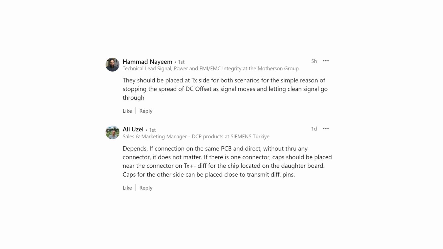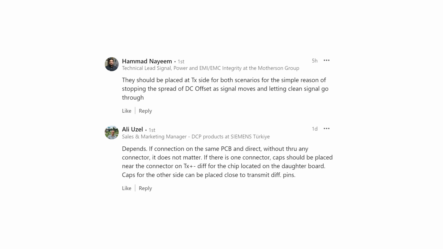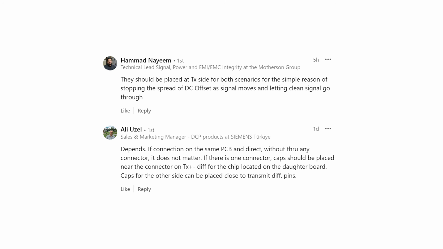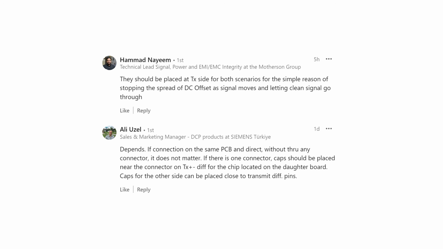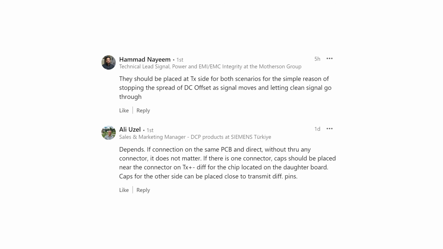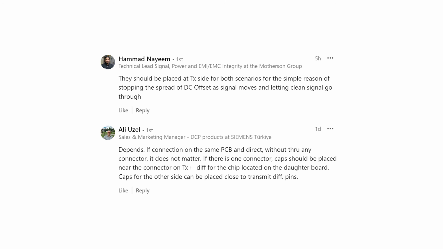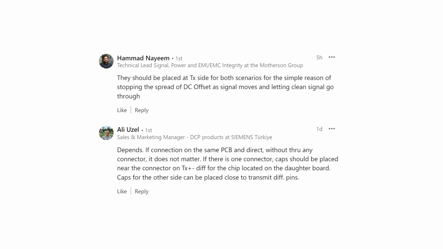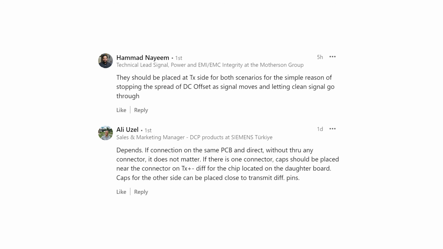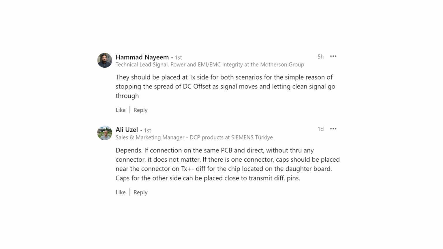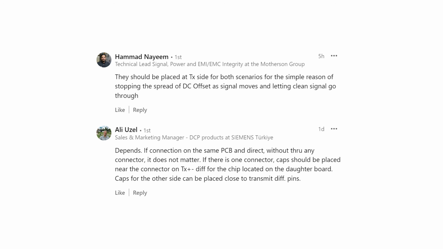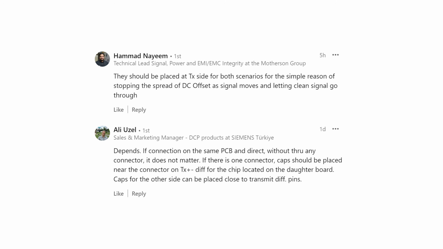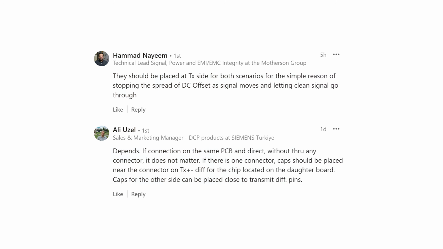Hamad Naeem writes, they should be placed at the TX side for both scenarios for the simple reason of stopping the spread of the DC offset as the signal moves and letting the clean signal go through. Ali Uzel writes, it depends. If the connection is on the same PCB and direct between the two components without going through any connector, then it does not matter. If there's a connector, the caps should be placed near the connector on the TX plus or minus differential pair for the chip located on the daughter board. Caps for the other side can be placed close to the transmit differential pins.